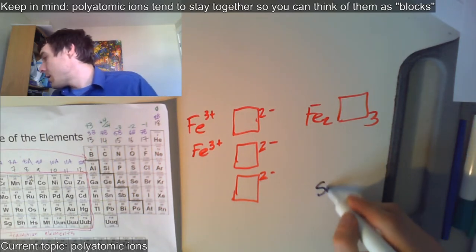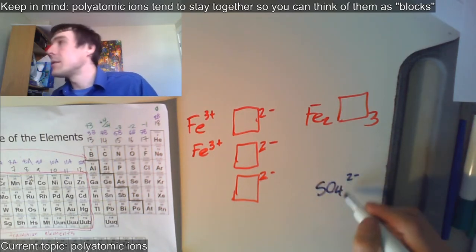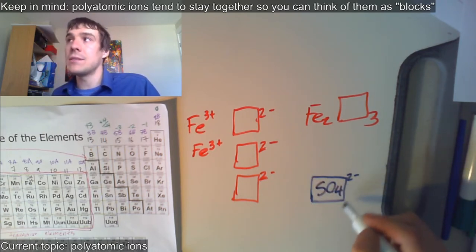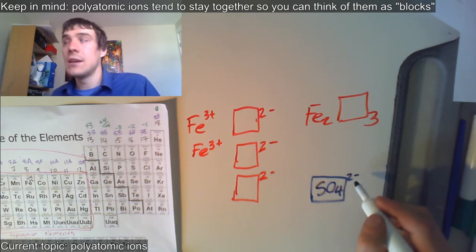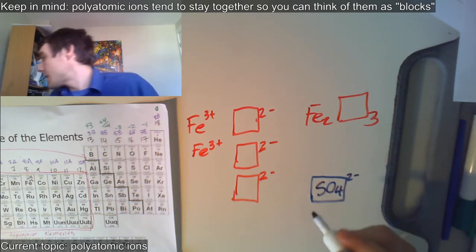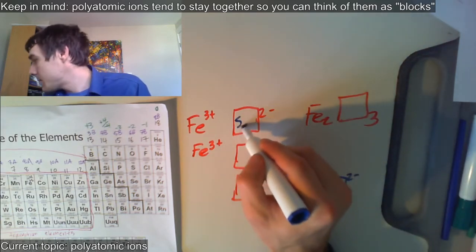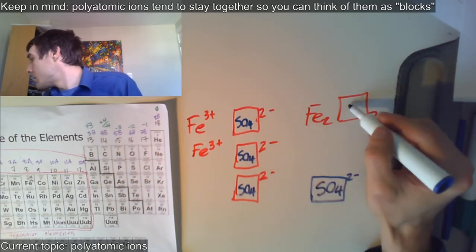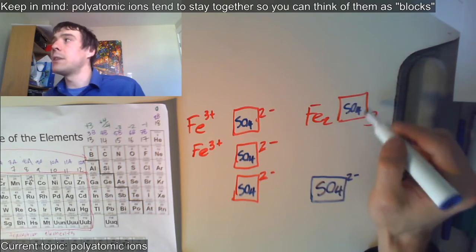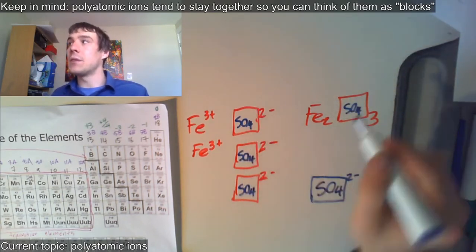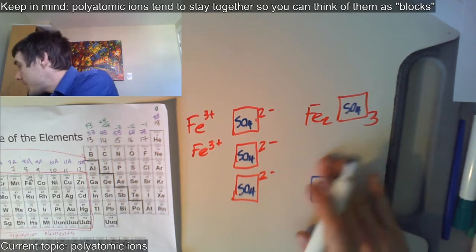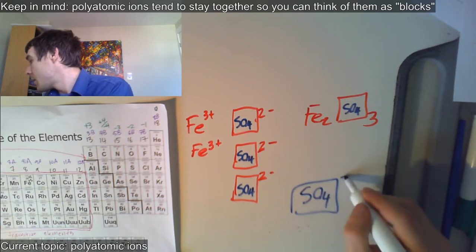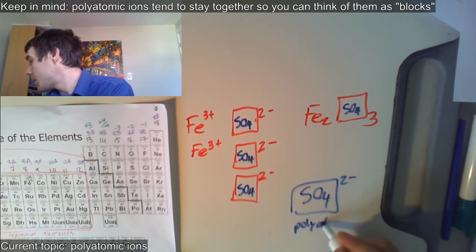One of those is sulfate, SO4 2-. That's a block of sulfur and 4 oxygens, but together they have this charge of 2-, and they like to stay together like that. So instead of those oxygens we had before, it could just be SO4, right? And you'll have the same kind of thing. So SO4, 3. So there are 3 of these blocks of SO4 now. And that's called a polyatomic ion, right? SO4 2-, it's a polyatomic.